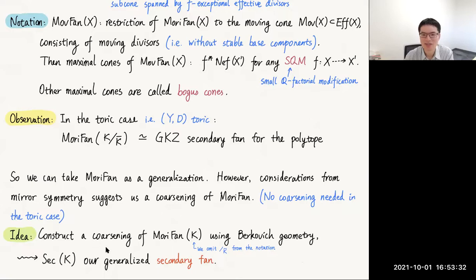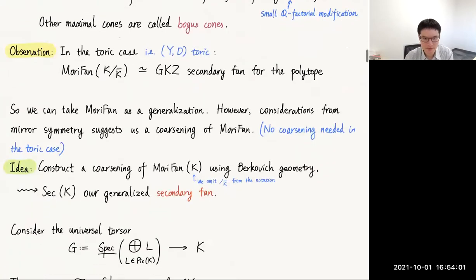Now let me explain what we do, the next step. So the first step is just that we do a little bit of Mori theory, mainly just line bundles, sections of line bundles. And in the next step, we would like to use non-Archimedean Berkovich geometry to coarsen a little bit, a further modification to this Mori fan.